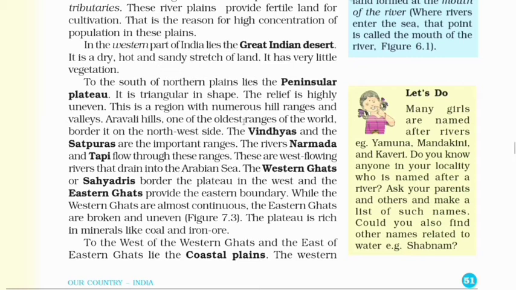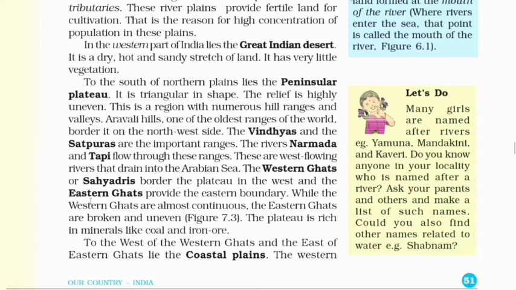Aravalli Hills, one of the oldest ranges of the world, border it on the northwest side. The Vindhyas and the Satpura are the important ranges. The rivers Narmada and Tapi flow through the ranges of Vindhyas and Satpuras. These are west flowing rivers. They drain into the Arabian Sea.